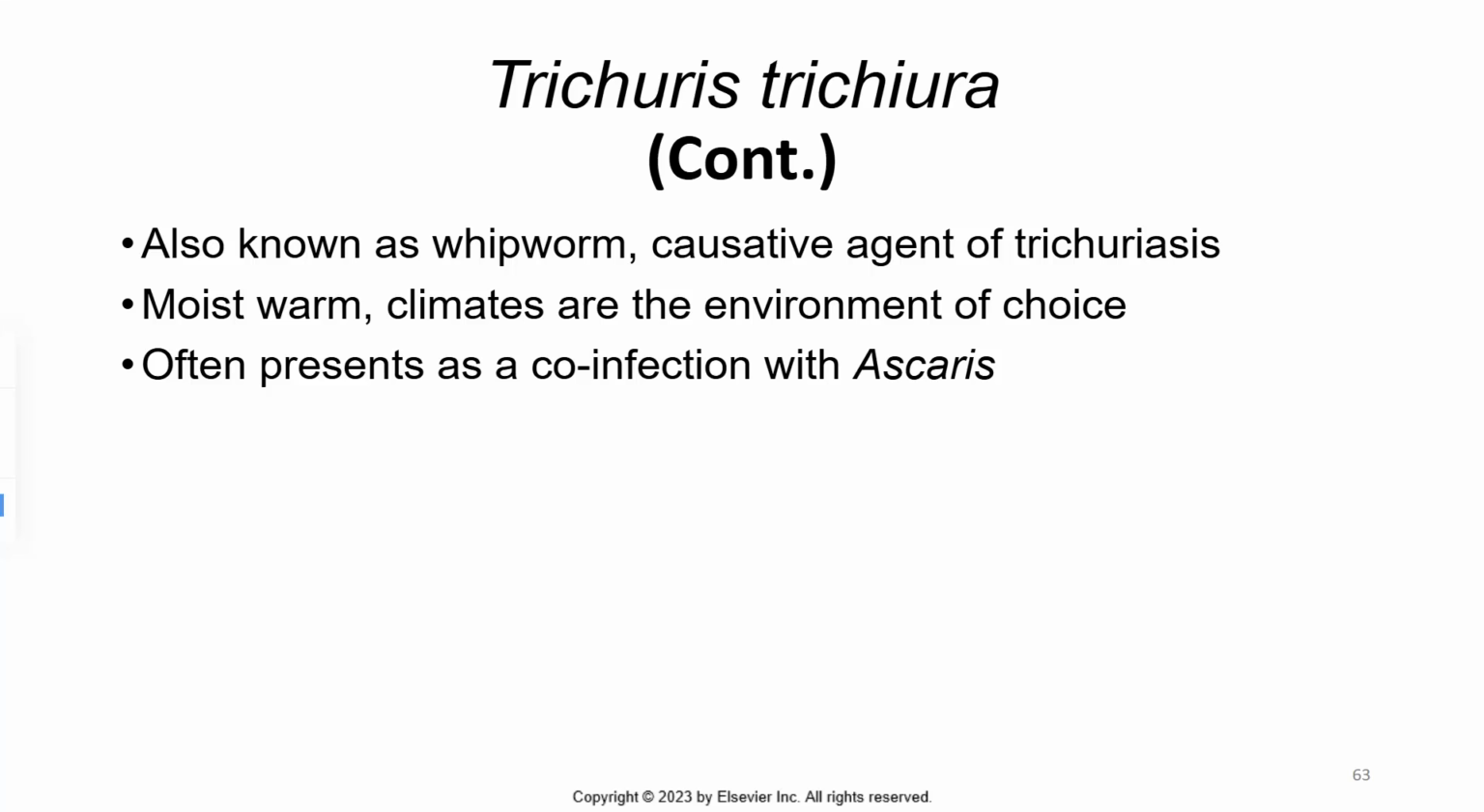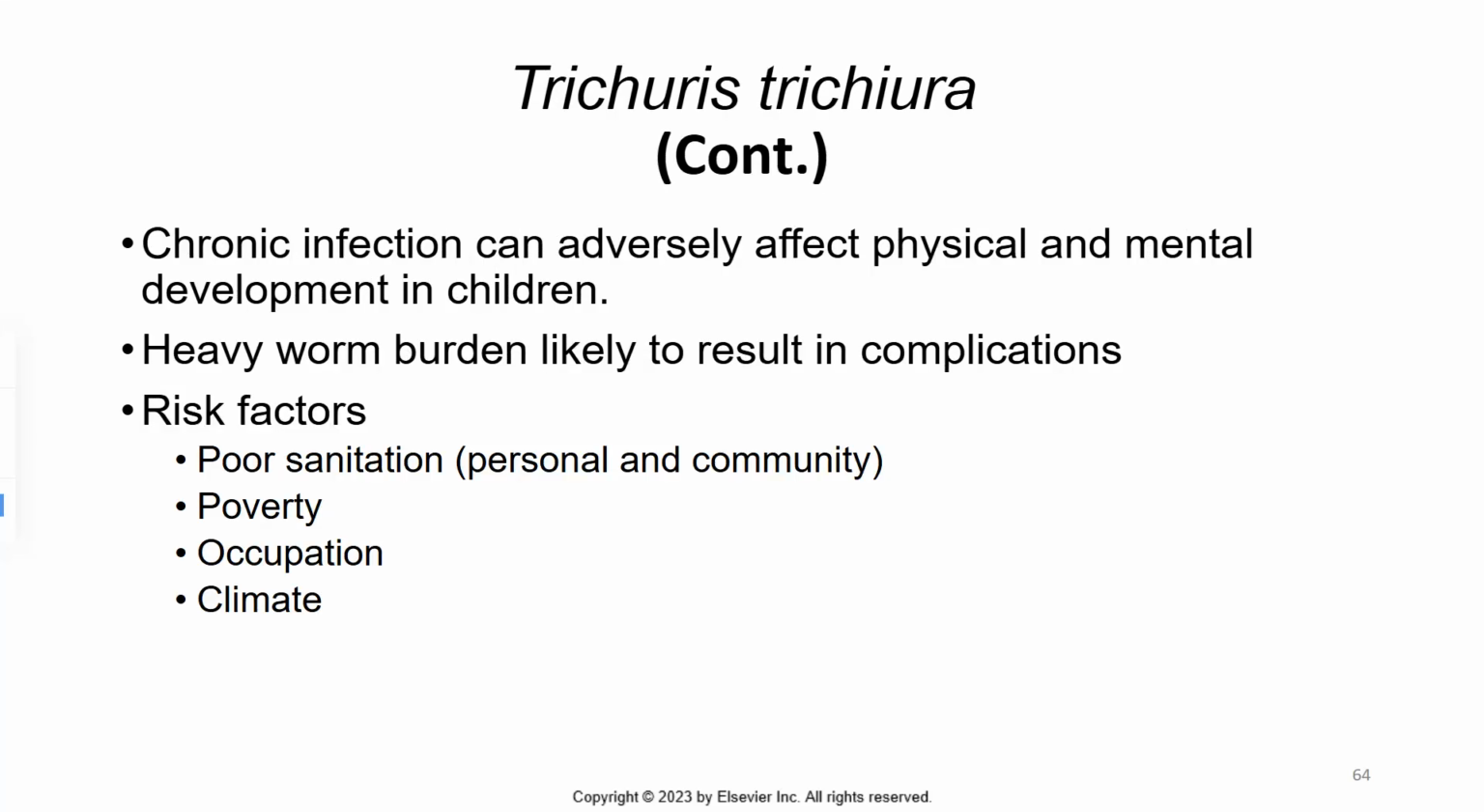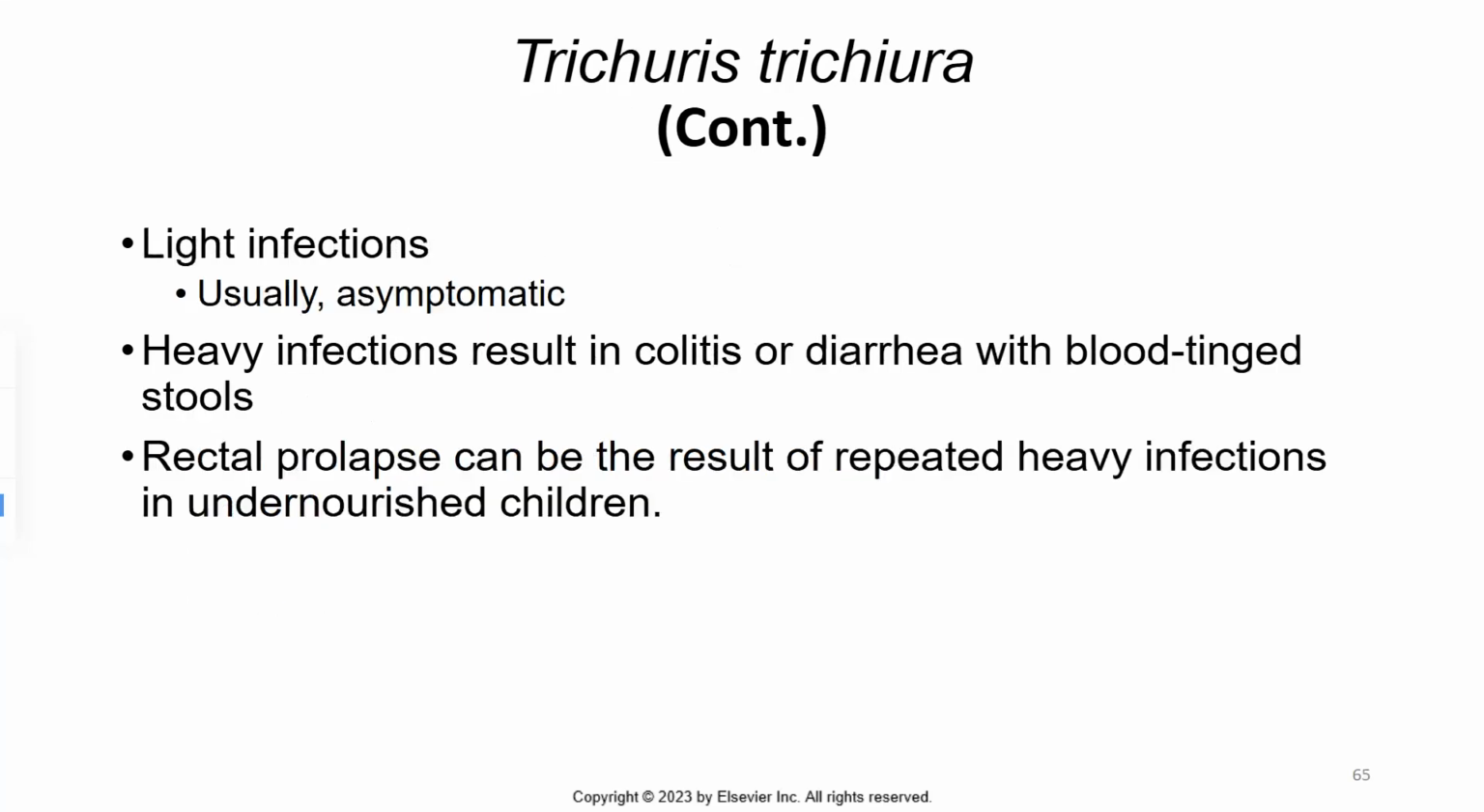So Trichuris trichiura is also known as the whipworm, and that's the causative agent of trichuriasis. Moist, warm climates are the environment of choice. Often presents as a co-infection with Ascaris. Chronic infection can adversely affect physical and mental development in children. Heavy worm burden likely to result in complications. Risk factors: poor sanitation, poverty, occupation, climate.